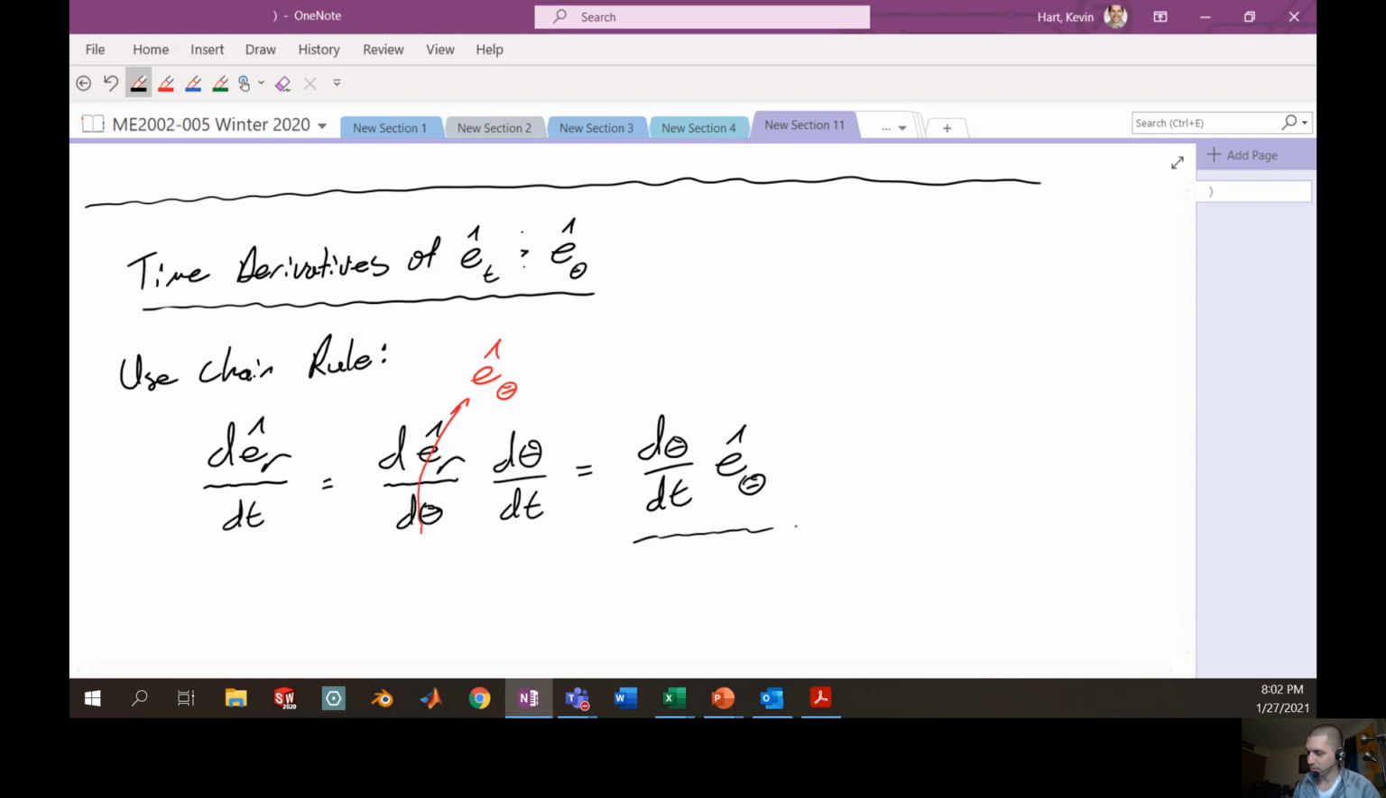So the time derivative of the radial unit vector is the change in the angle theta with respect to time. You could think of this as an angular velocity, right? The change in the angular rate with respect to time, multiplied by the unit vector that points in the theta direction.